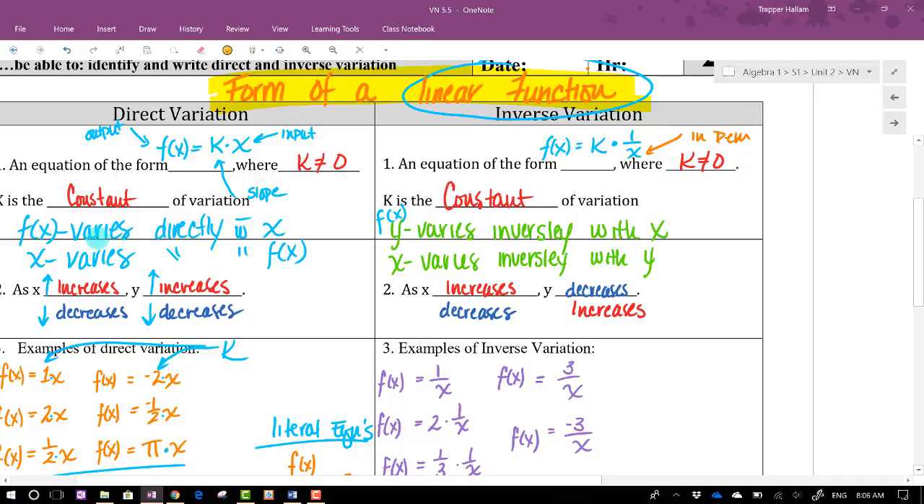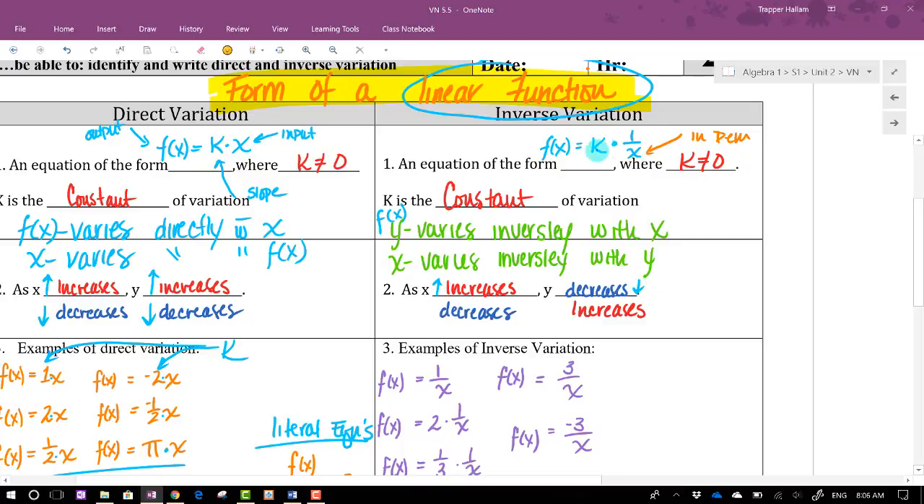This one over here, f of x varies directly with x, but now we're varying inversely with x, and the same thing can be said the other way. x varies inversely with y. What does that mean? Well, let's take a look at what we wrote here. As x increases, as our input increases, our output has to decrease.